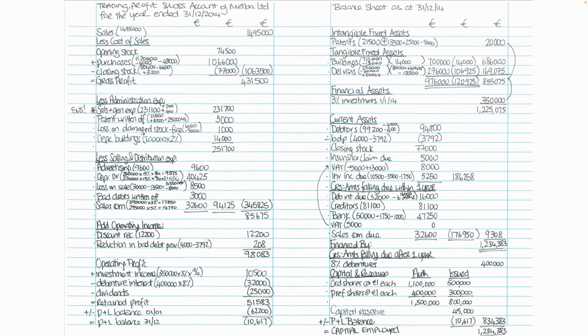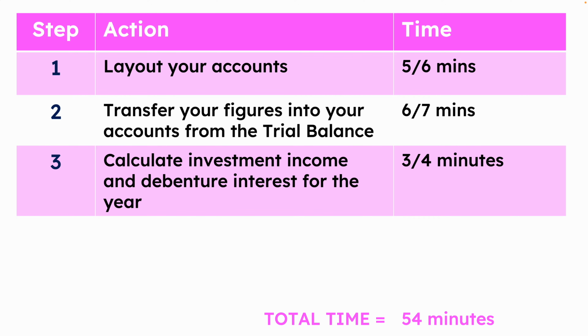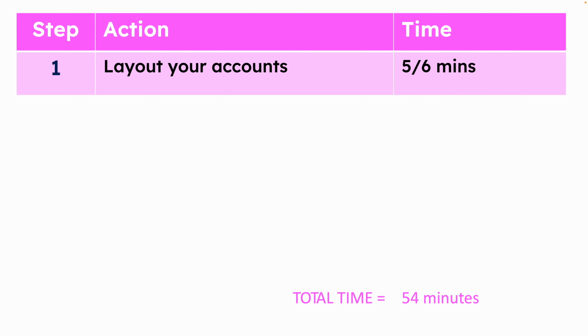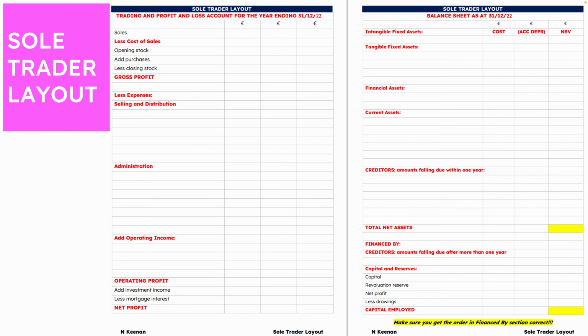So this is what your end product is probably going to look a little bit similar to. So this was a 2015 company account. So as you can see, all the workings are done on the face of the accounts. Okay, so step 1, lay out your accounts. So you can pause the video and copy down the layout. Be very careful to copy it down exactly as you see it.